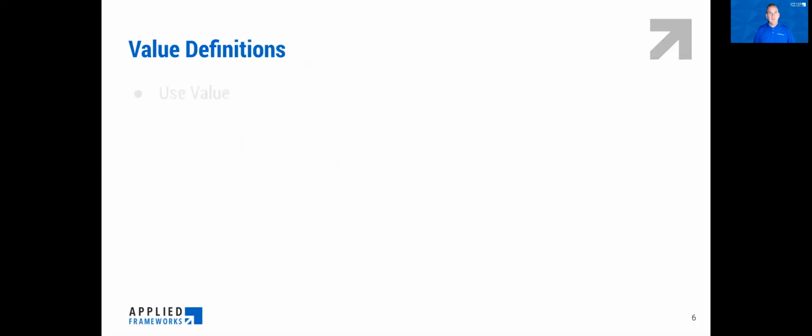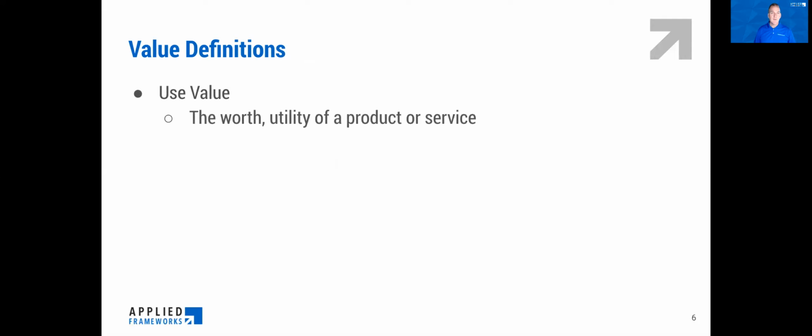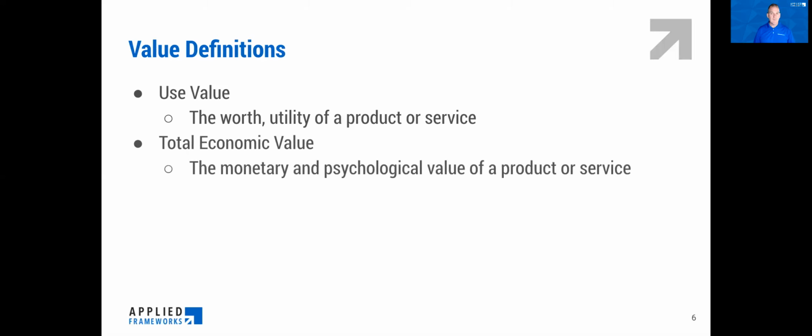The first is an economic view, which is the use value or the utility. This is the worth of the product or service which somebody purchases, which is a bit different than a total economic value, which is the monetary and psychological value of a product or service. So this is where we get into how the product makes someone feel, as well as some additional intangibles. In some cases, we may have products that are purely psychological. Entertainment products would fall in this category.